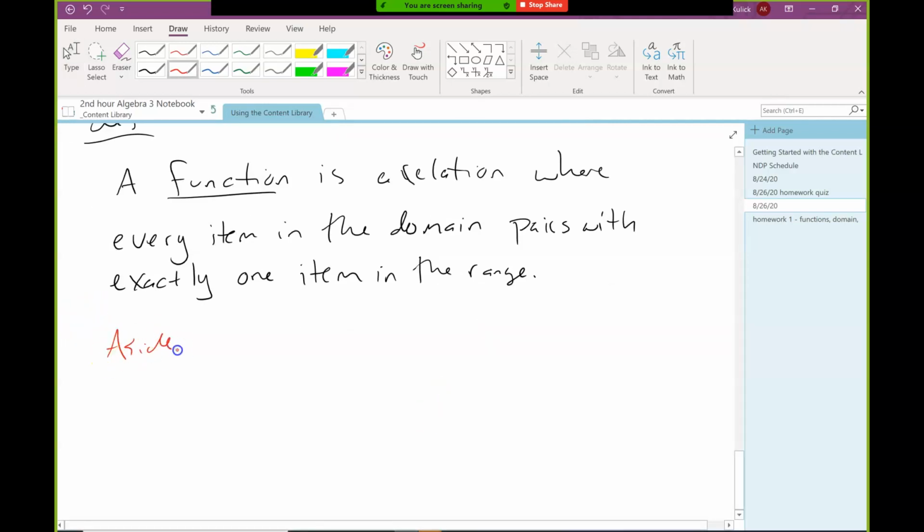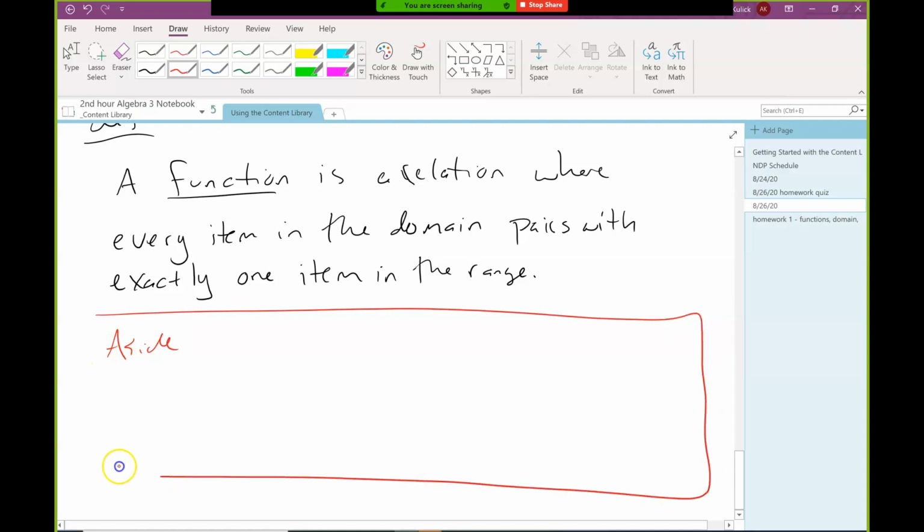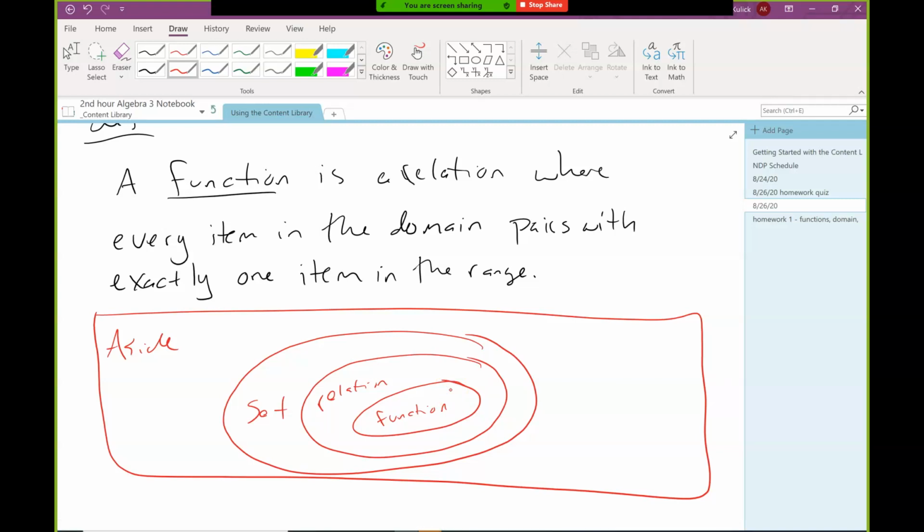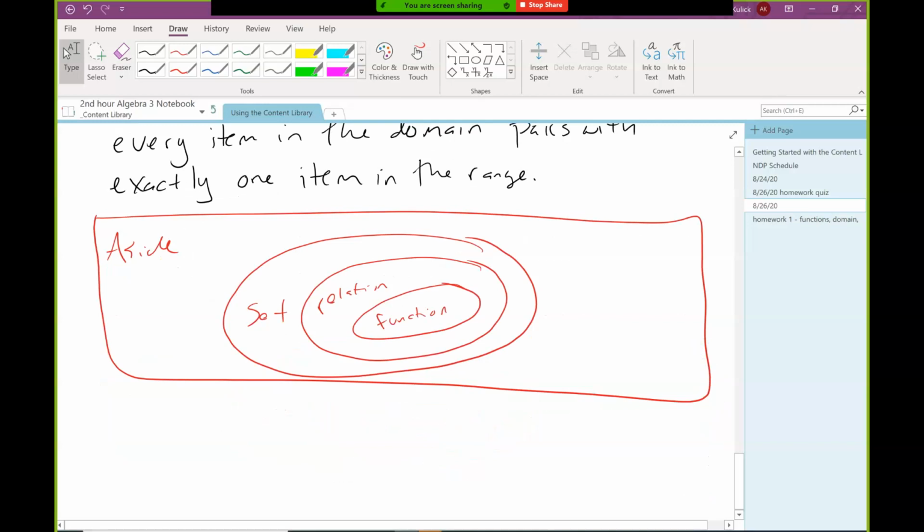So it's just a little aside to give you an idea of the hierarchy going on here. You know, you have your sets. A type of set would be a relation, but there's sets that are not relations. And then a special type of relation is the function. So you have a nested situation like this. So all functions are sets. All functions are relations, but all relations are not functions, and all sets are not relations.